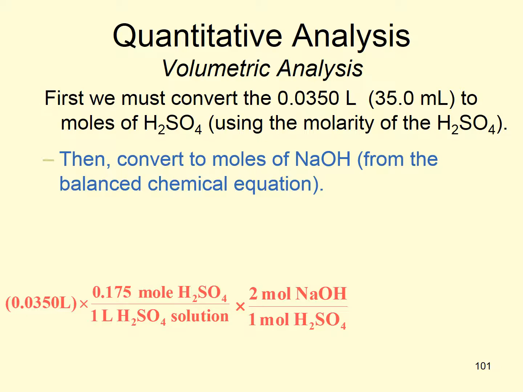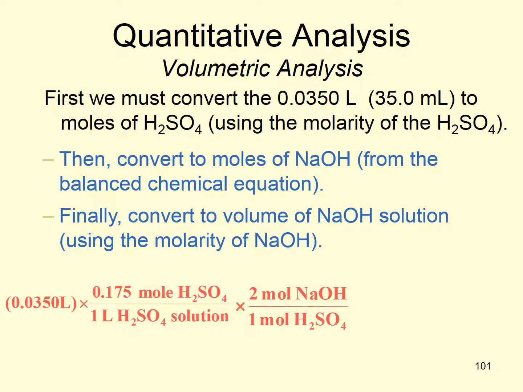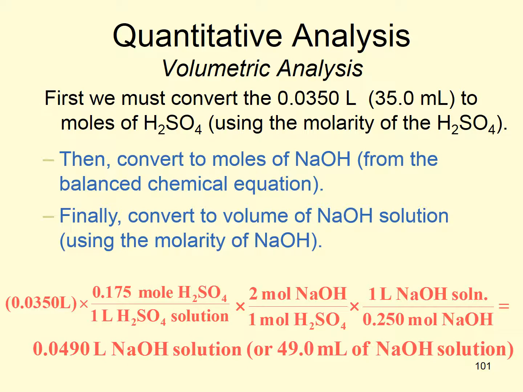And then finally, we can convert to liters of NaOH by using our molarity of NaOH. So 0.250 moles per liter. So if we multiply all the way across on the top and divide by everything on the bottom, all of our units will cancel. Moles of H2SO4 will cancel, liters of H2SO4, moles of NaOH, and we'll finally end up with 0.049 liters of NaOH, or 49 milliliters. The key to this is that you have to know that middle mole to mole ratio step, but that's just like we did in chapter 3.